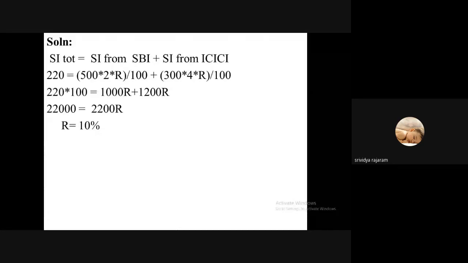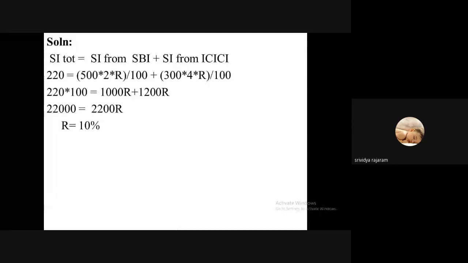Is there any possibility that they will give N in days? The possibilities are less. So far they didn't ask like that. If it is given, it is simple: 365 into 12 will get divided by 365 into 12, and you will get it in terms of years. So most probably they'll ask in terms of months only.